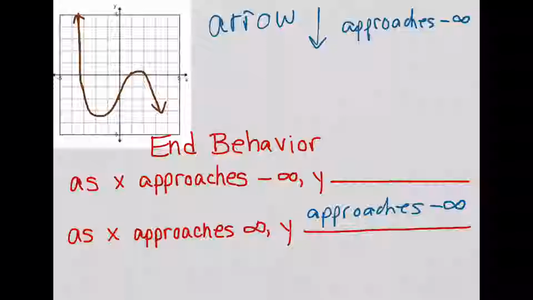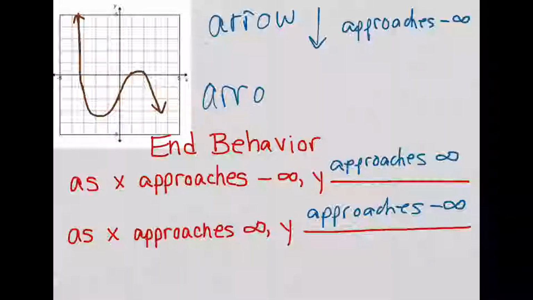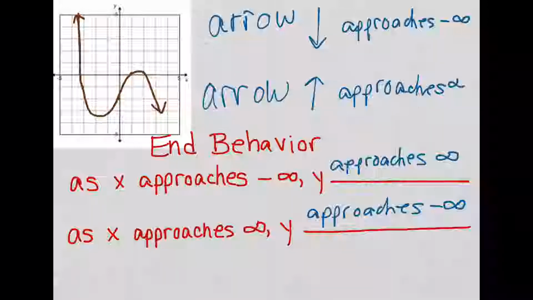Now, let's talk about the other side. As I head off to the left here, as I keep going to the left, my function is just going to keep getting taller and taller and taller, happier and happier, more and more positive. So as x approaches negative infinity, that means as I head far out to the left, y approaches positive infinity for this graph because it keeps going farther and farther up. And the shortcut for that is if the arrow is pointing up, then it approaches positive infinity. And there will be some other situations. We'll talk about those in a minute.